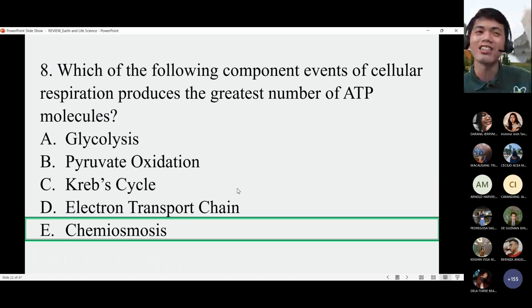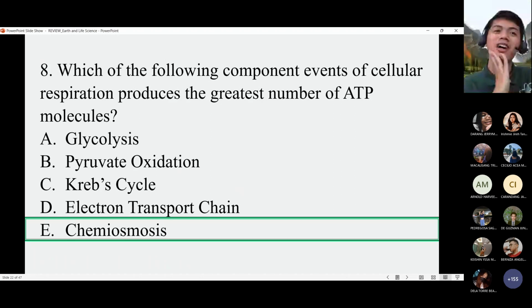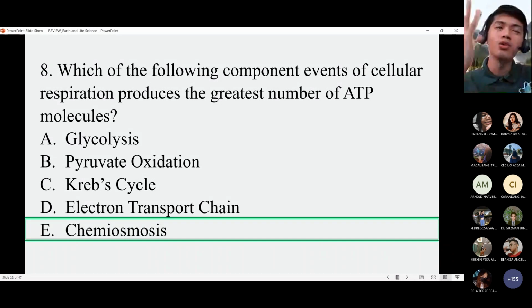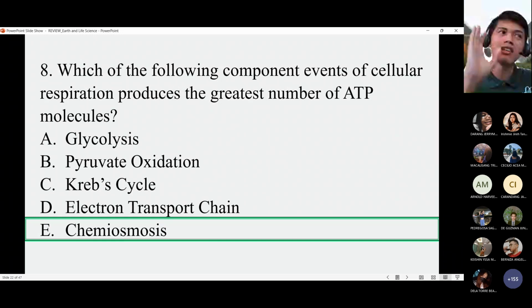letter D, E. Okay, take note that during chemiosmosis, the ATP synthase, if you still remember the enzyme present in the electron transport chain, helps to pump up or use those protons in order to synthesize ADP and inorganic phosphate to ATP. That's chemiosmosis. When we synthesize ADP and inorganic phosphate to ATP, that's chemiosmosis under the electron transport chain.